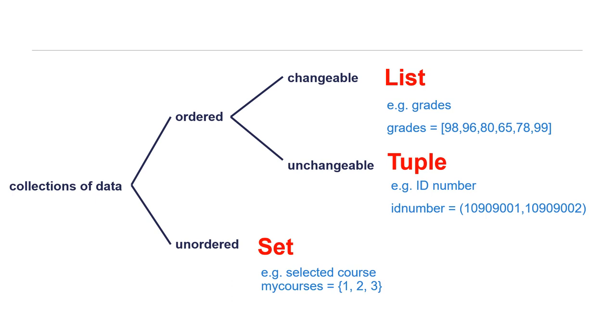So we need to consider the situation: whether I will choose the ordered or unordered way, and whether I need to use a list, tuple or set. This is based on the situation. So please try to understand what is a list, what is a tuple, what is a set, and try to use these in your Jupyter and practice more.